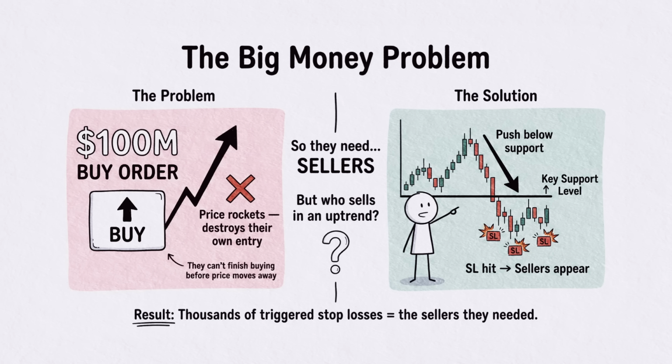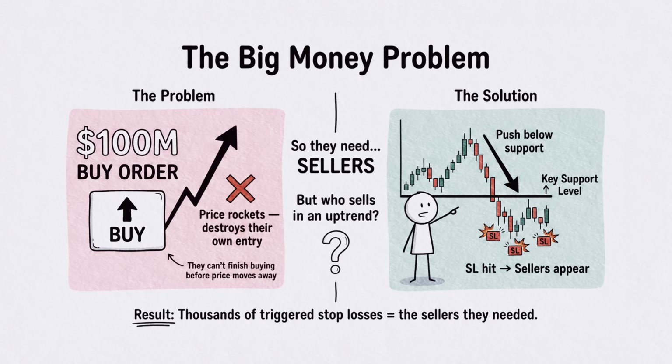Here's why. Imagine a hedge fund that wants to buy $100 million worth of an asset. They can't just hit the buy button. If they did, price would rocket up before they finished filling their order. They'd destroy their own entry. To buy at a good price, they need sellers. A lot of sellers. But who would sell in an uptrend? Nobody wants to sell when price is going up.